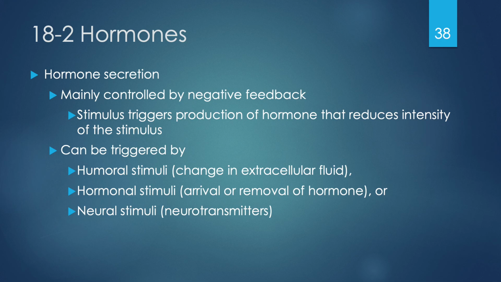Hormone secretion, which is essentially just endocrine activity, is going to be controlled primarily by negative feedback. What that means is if there's a stimulus present that triggers the production of a hormone, the direct or indirect effects will be to reduce the intensity of the stimulus. So hormone secretion can be triggered by three things: either humoral stimuli, which is a change in the constitution of the extracellular fluid, or hormonal stimuli, whether we have either a high level or a low level of a specific hormone, or thirdly, neural stimuli, the presence or absence of specific neurotransmitters.